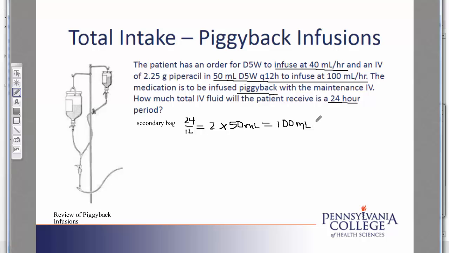I also need to know the time that it takes to administer the medication because I need to stop the main IV to do so. So I take the total volume, 100 milliliters, and multiply it by the rate. However, I have to be careful in setting this up so that my label of milliliters cancels and my answer is in hours. I see that the rate is 100 milliliters per hour.